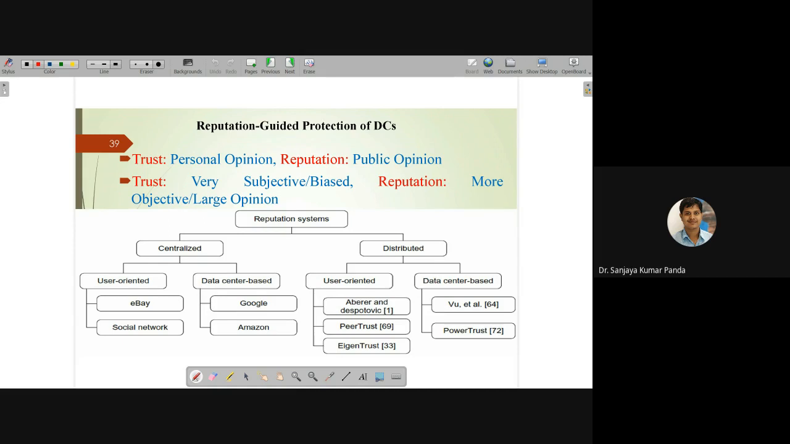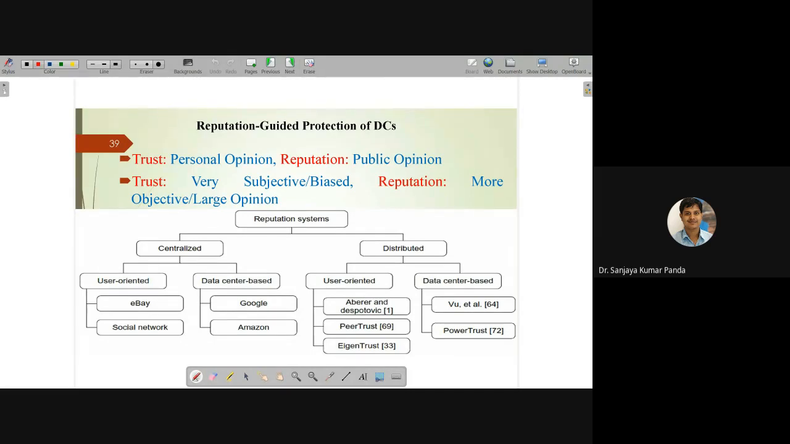So in order to build the reputation, we have two types of system. One is called a centralized system. Centralized is very easy to implement, but prone to failure, right? When you go for a distributed system, it is more complex. Obviously, it is not causing a single failure, but it is not placed in a single place, so monitoring and implementation is very difficult. And both centralized and distributed systems can be user-oriented as well as data center-oriented.